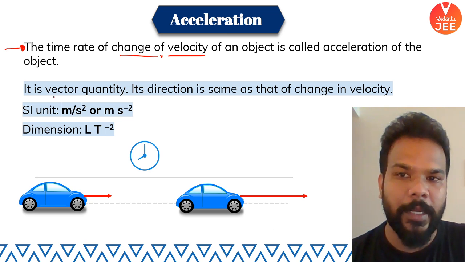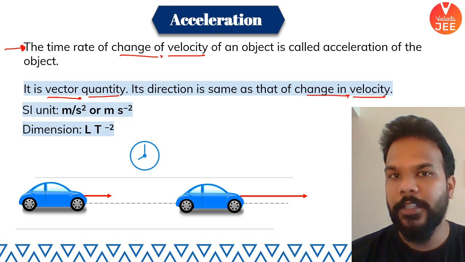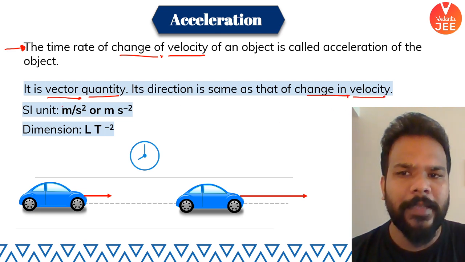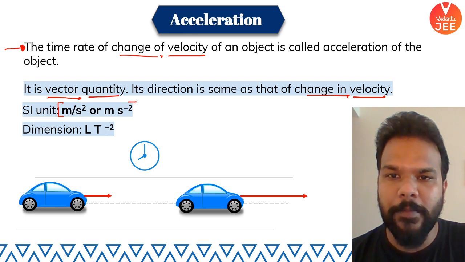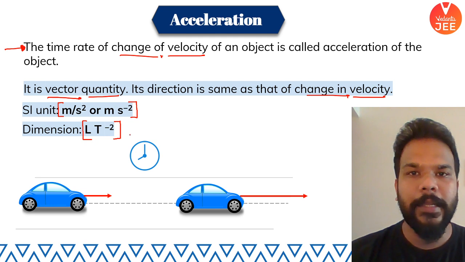That is why it is also a vector quantity, and its direction is the same as that of the change in velocity itself. The SI unit is meter per second square, and the dimensions accordingly are L1 T minus 2.